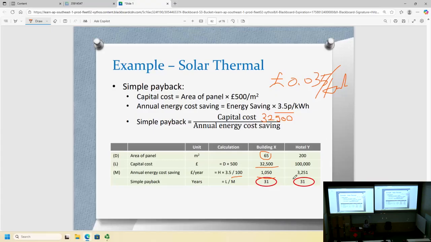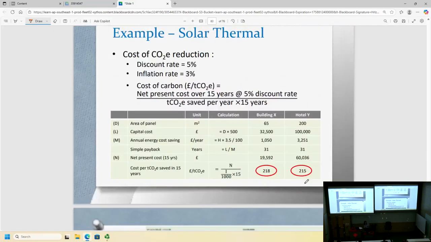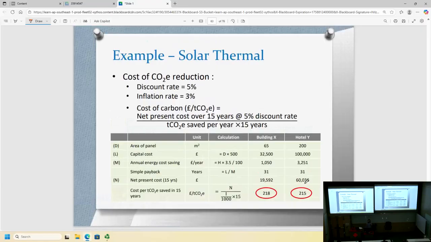Okay, and as I have mentioned, this simple payback period takes no consideration of the carbon dioxide emissions. It's only about money, only about the return of the investment. So how can we find out the cost of carbon dioxide emissions? The cost of carbon dioxide reduction can be calculated using the net present cost value.